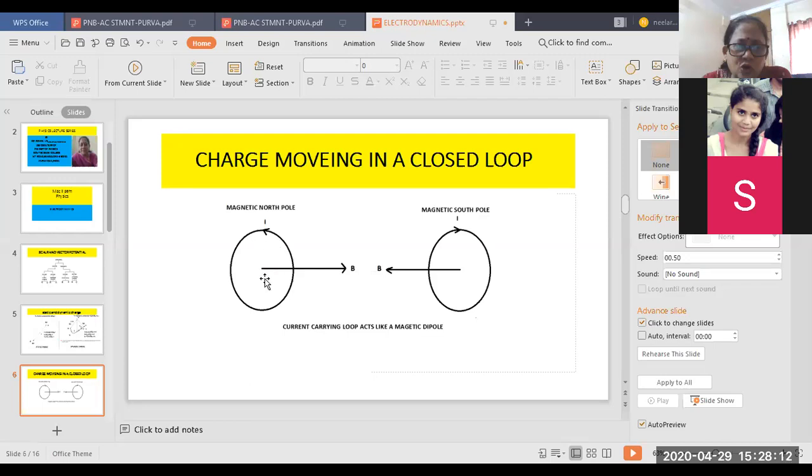So what is a hydrogen atom? It has a positive charge in the center and an electron at 1 angstrom radius rotating around this path. So now the hydrogen atom resembles this situation. Then naturally the hydrogen atom should act just like a dipole.